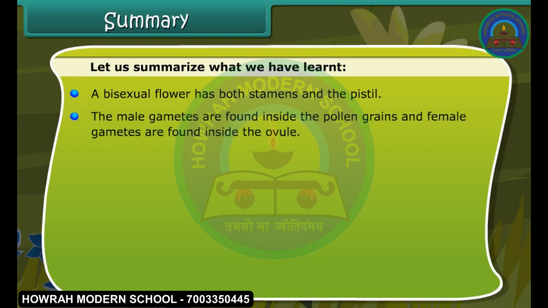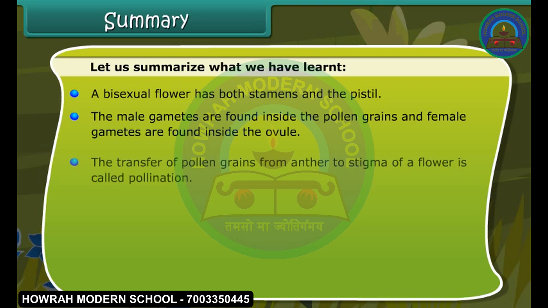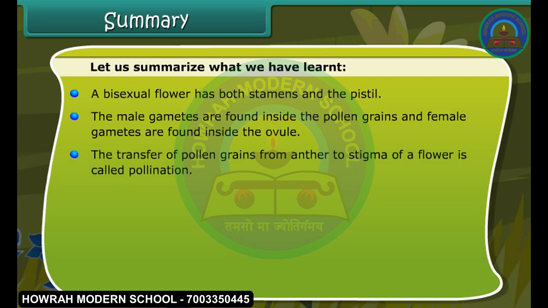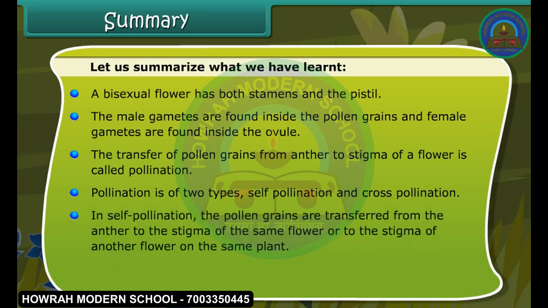The male gametes are found inside the pollen grains and the female gametes are found inside the ovule. The transfer of pollen grains from anther to stigma of a flower is called pollination. Pollination is of two types, self-pollination and cross-pollination. In self-pollination, the pollen grains are transferred from the anther to the stigma of the same flower or to the stigma of another flower on the same plant.